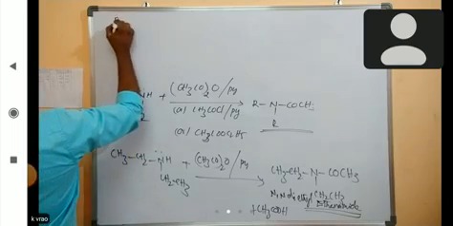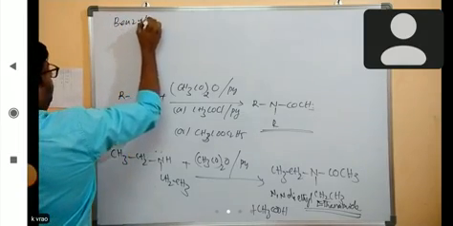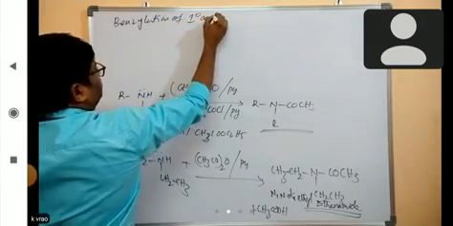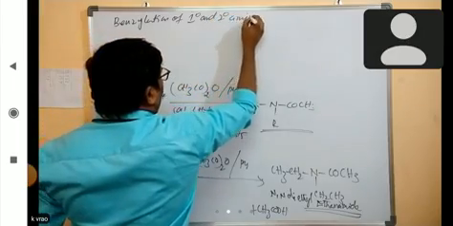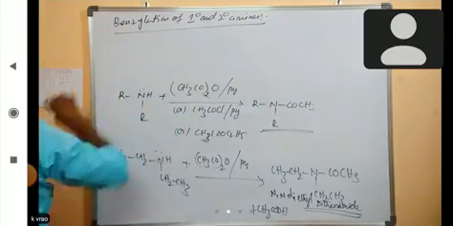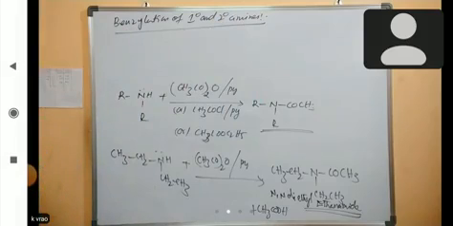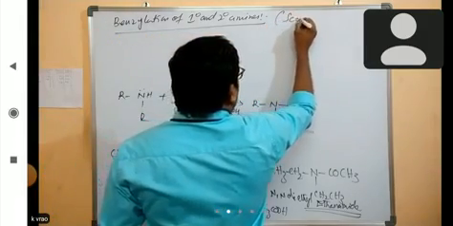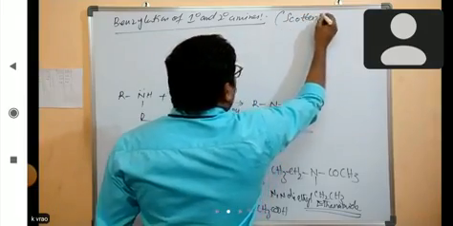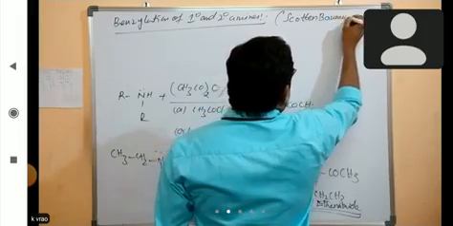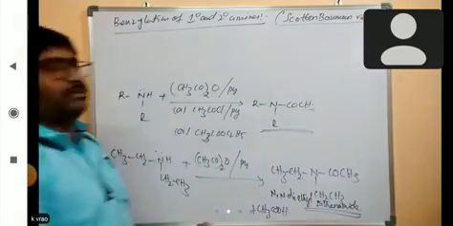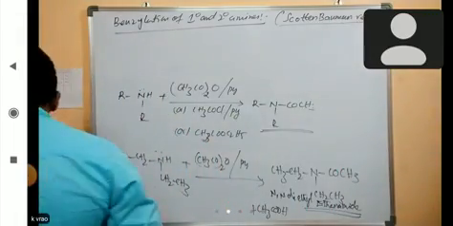Next, benzoylation. Almost time is up. Benzoylation of primary and secondary amines. This reaction is called the Schotten-Baumann reaction. Benzoylation of amines is called the Schotten-Baumann reaction.